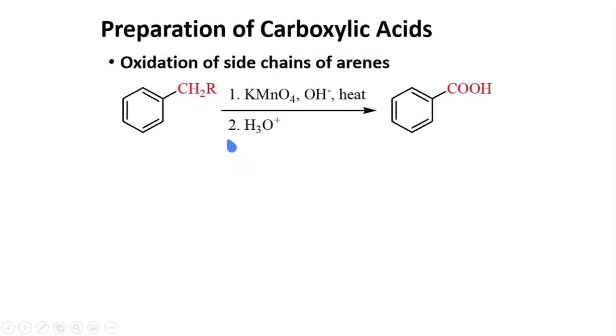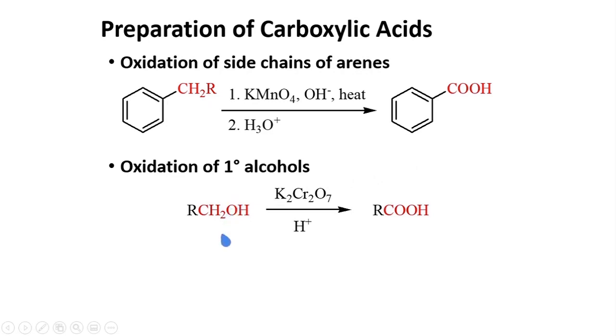The preparation of carboxylic acids has been discussed in our previous topics. Here are some of the examples. First is the oxidation of side chains of arenes. If you have an alkyl group here and you react it with potassium permanganate followed by acidification, you will get benzoic acid.